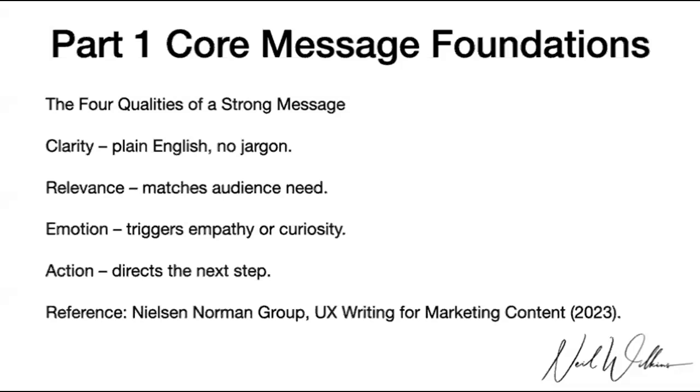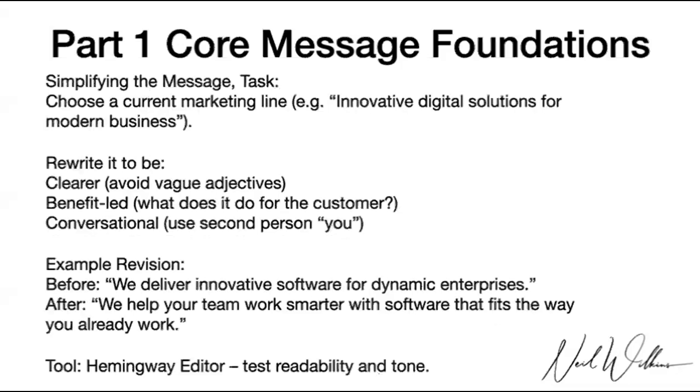And the fourth element in the four qualities of a strong message is action. We need to direct the next step, having encountered this message or having read this particular piece or having seen something that has created the emotion and this opportunity to engage. The action is the engagement, the next step, often called the call to action. So those are the four qualities of a strong message that at least gets you in the game for this behavioral change that you're looking to achieve.